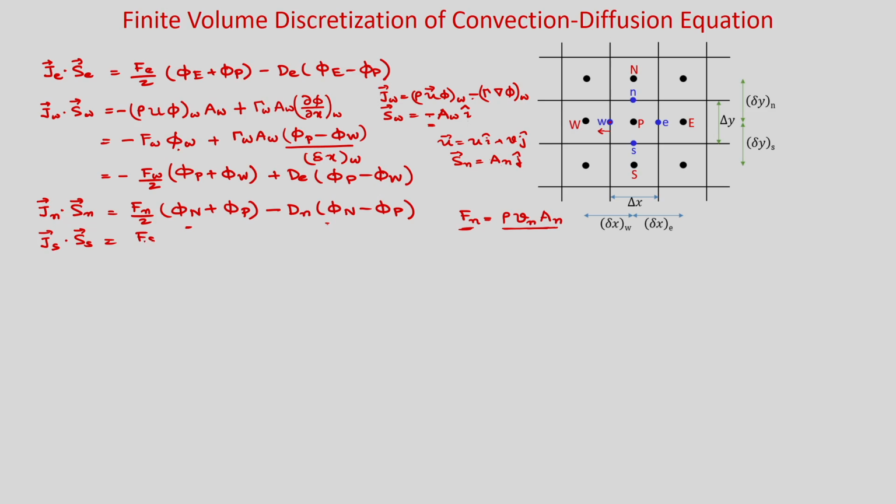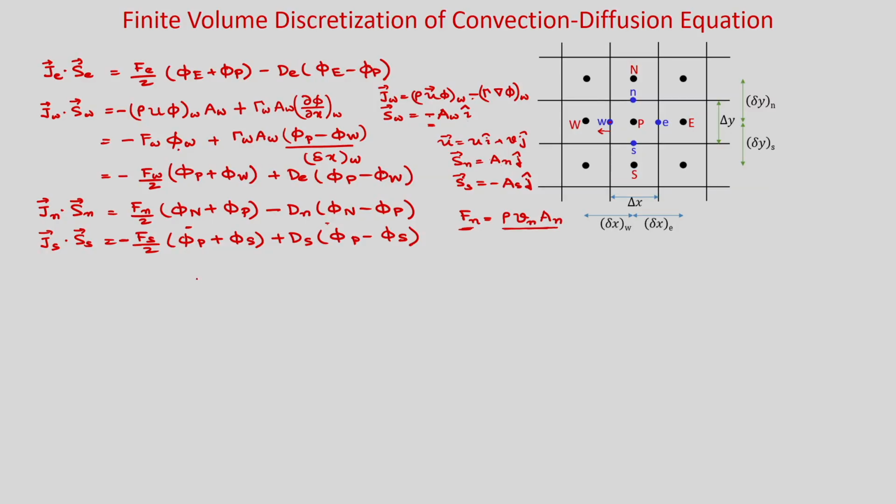So, similarly, you can write J_s dot S_s. So, it will be F_s by 2. You remember we are using the central difference convection scheme. It will be phi_P plus phi_S, and here a minus sign will be there because S_s will be minus A_s j. Okay. So, due to that the minus sign will come, and you have plus d_s times phi_P minus phi_S. So, we have written all the terms. Now, let us put them in the summation of J_f dot S_f equal to the source equation.